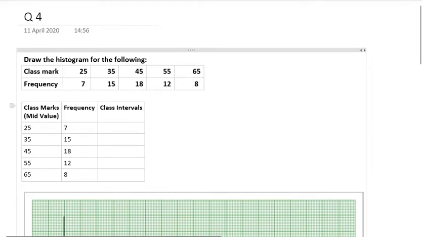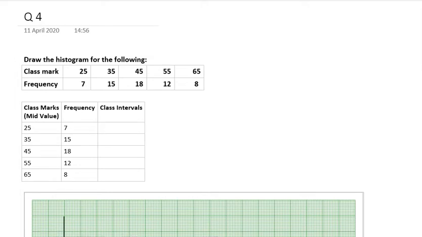Okay, so next one, you have got class mark, that is mid value, midpoint of a class, and then you have got frequency, and you have to draw a histogram, but without class intervals you cannot draw a histogram. So let's see what we can do.